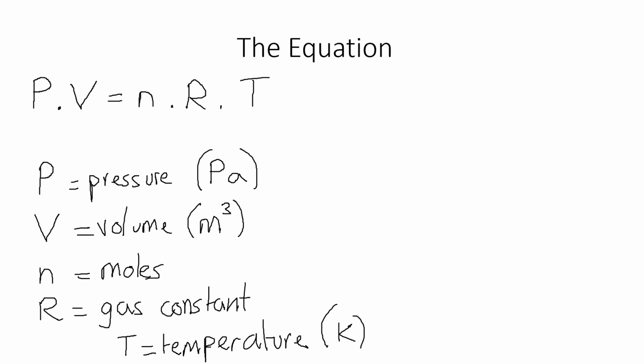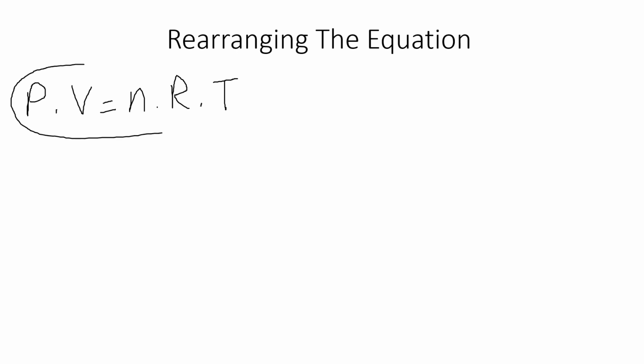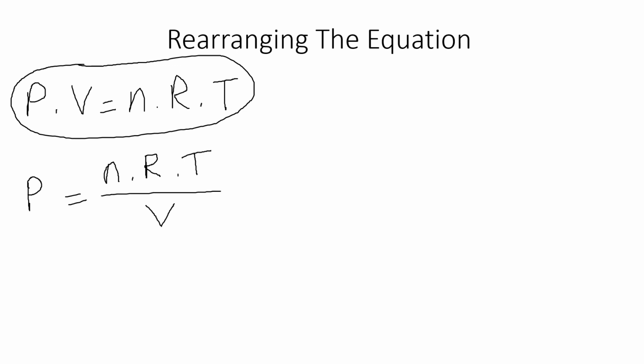On the next slide, I'm going to talk you through how we rearrange this. So P times V equals nRT. And a very typical scenario would be that you might need to calculate pressure, for instance. So if this is our base equation, let's work for all the possibilities. Say you need to calculate the pressure on its own. Well, what you need to do is divide both sides of the equation by V. So that would be n times R times T divided by V.